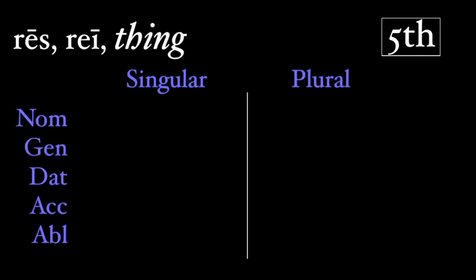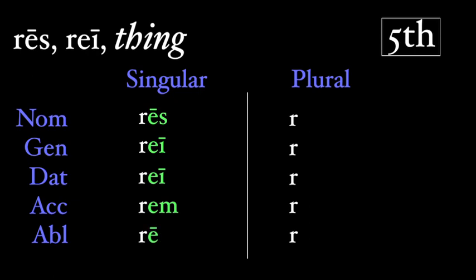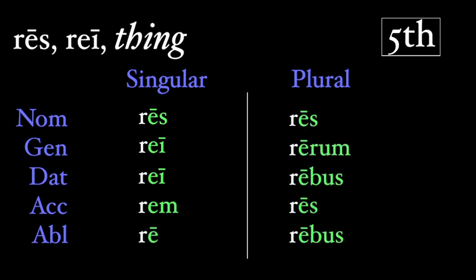So let's decline. We'll take our noun res, rei, and use the fact that the first form, res, is the nominative singular, and the second form, rei, is the genitive singular. Then we look at rei and remove the ending. The letter R is the stem, and we add our endings to this: es, ei, em, e, and in the plural, es, erum, ebus, es, ebus.